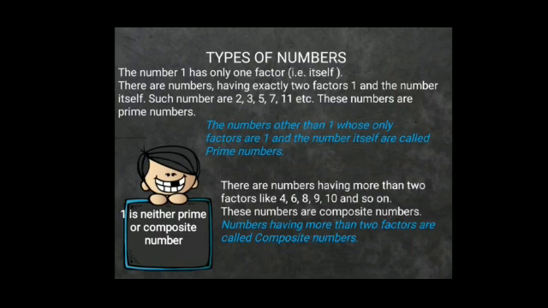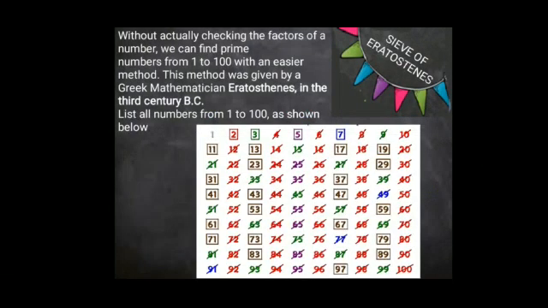The numbers other than these prime numbers are called composite numbers, the numbers which have more than two factors, like 4, 6, 8, 9 and so on.